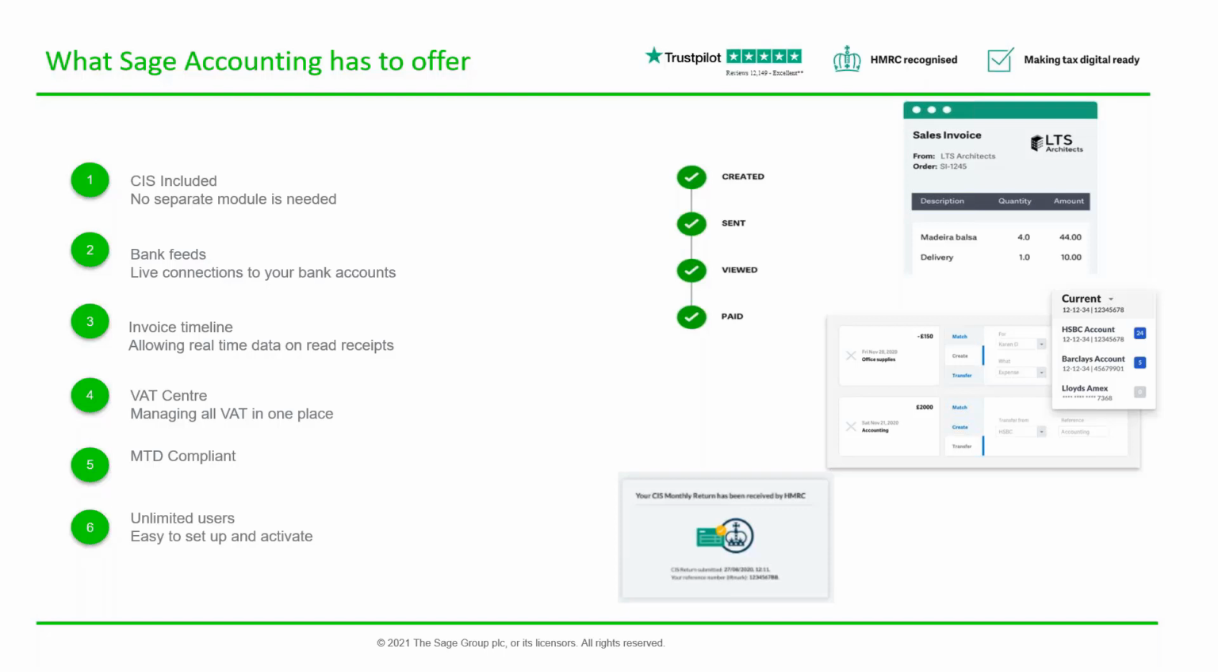It's got bank feeds, real-time connection to your bank, allowing you to download and reconcile transactions at the same time. It has an invoice timeline, allowing you to see when clients have received, opened, and paid their invoices. There's the VAT Center, a unique offering from Sage that allows you to access your client's VAT information in one place, regardless of what software your client is using. It's MTD compliant, and this also covers digital links legislation.